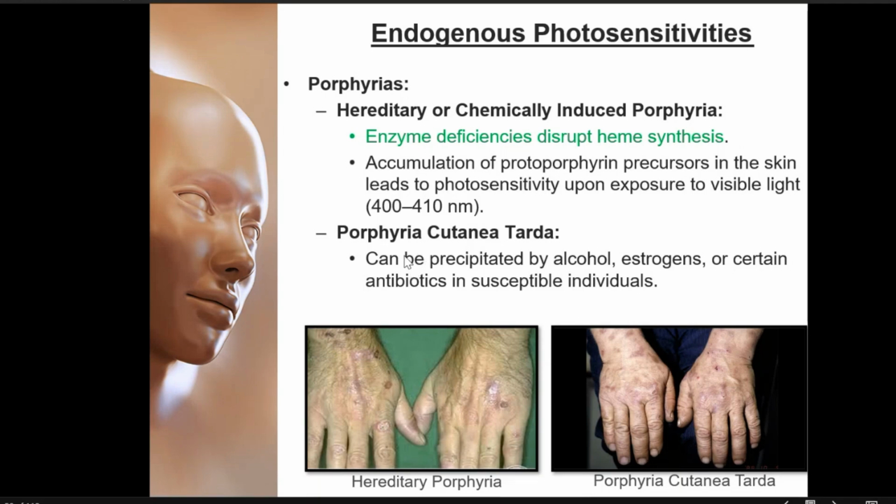This is the second type of porphyria. Porphyria cutanea tarda can be precipitated by alcohol, estrogen, or certain antibiotics in susceptible individuals. So this is normally a hereditary or chemically induced porphyria, mainly due to endogenous photosensitivity, and it is triggered by alcohol, estrogen, and certain antibiotics.